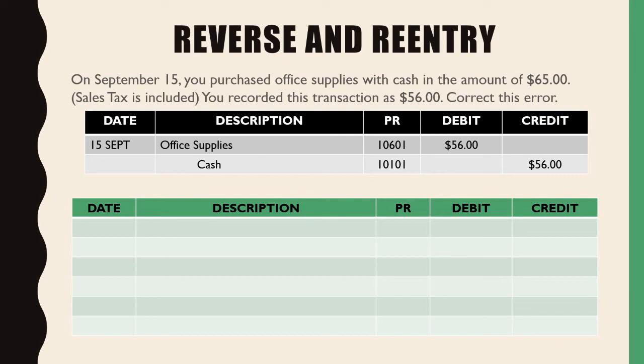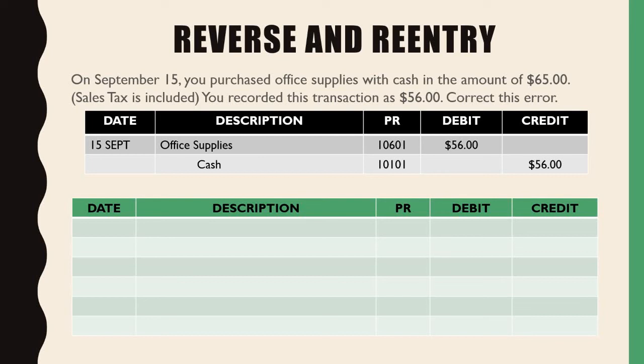Then you realize, hold up, I should have more money in my pocket. Maybe you had $80 in your pocket and you realize, wait, if I charged $56, I should definitely have more. Then you pull up the receipt and realize I entered the wrong amount. So now we're going to be using the reverse and re-entry, okay?